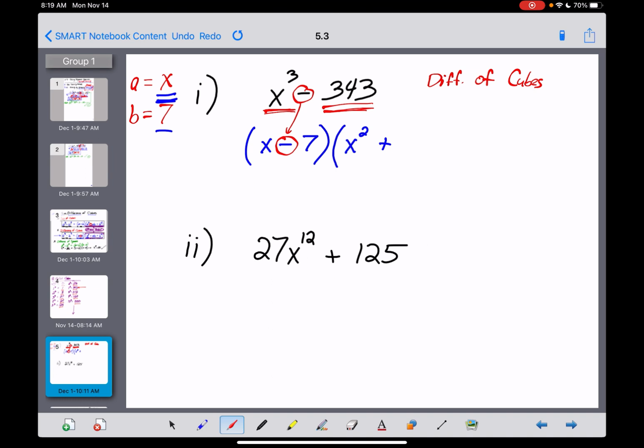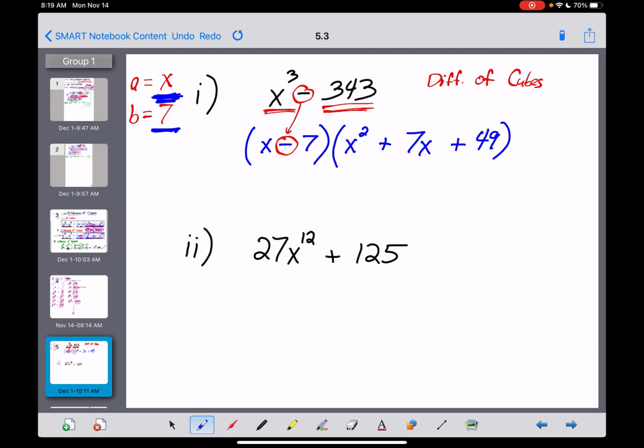So I know that this next term is going to be a plus. And then it's a times b, the product of this number times this number. x times 7 is just going to be 7x. And then plus, we have a b squared at the end of all that. So if b was 7, we're going to square that to get 49 right here.